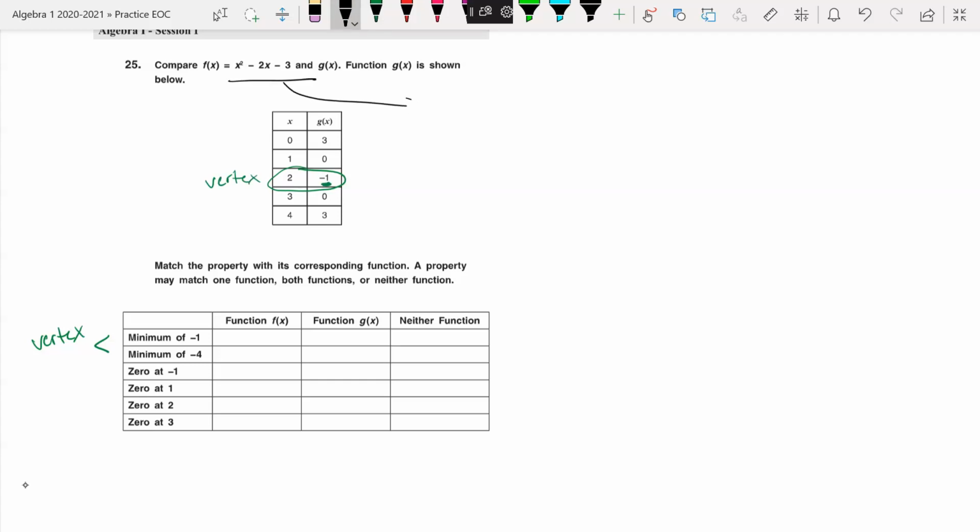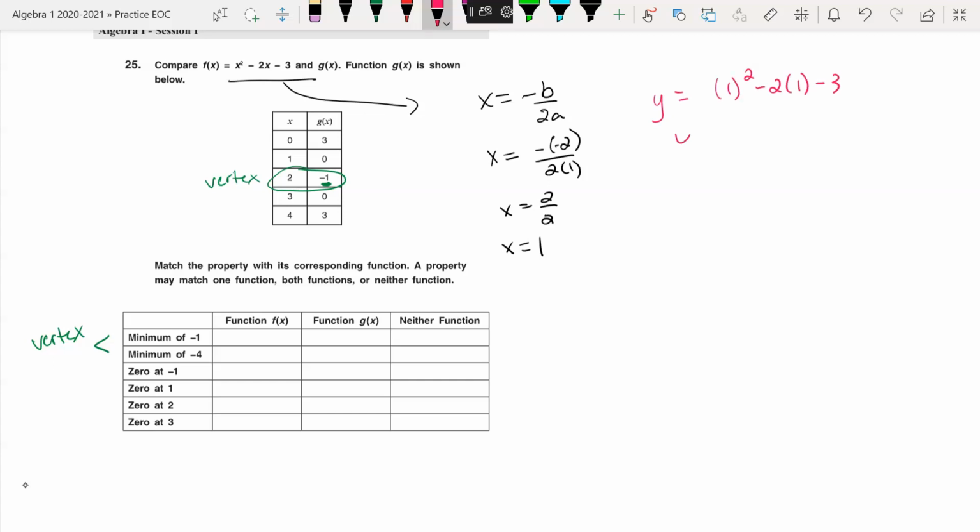If they give you a function, you have to do x equals negative b over 2a. So I would do x equals negative 2 over 2 times 1, which gives me 2 over 2, which is x equals 1. If it's x equals 1, I'm going to plug in 1 to figure out what my y value would be. When you do that, you get negative 4. So the vertex is at (1, negative 4) on that one, which means it has a minimum of negative 4. So that's for this function.